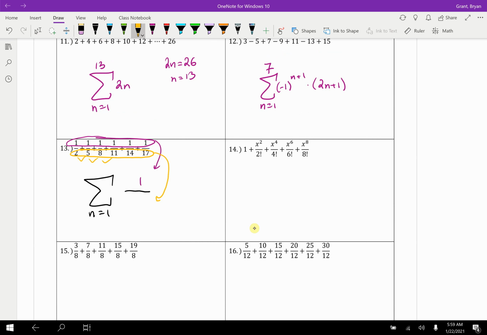Let's just analyze the common difference. It looks like it goes up by 3 every time, so 3n. And then we'll see if we're right. We substitute 1 in for n. 3 times 1 is 3, not 2. How do we bring 3 down to 2? We subtract 1.